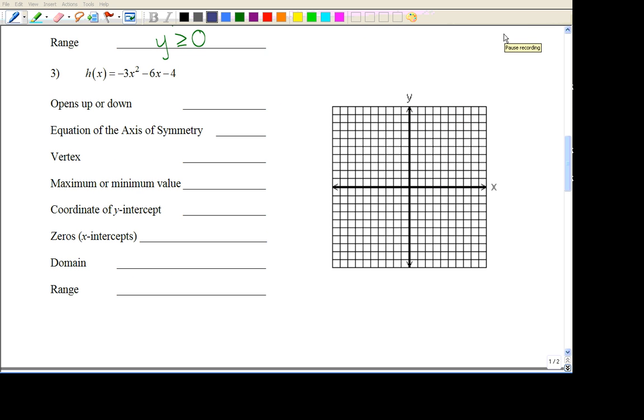Okay, and one more of these. Negative 3x squared minus 6x minus 4. This graph, the a value is negative, so it opens down. Oh, let's write that over here, down.